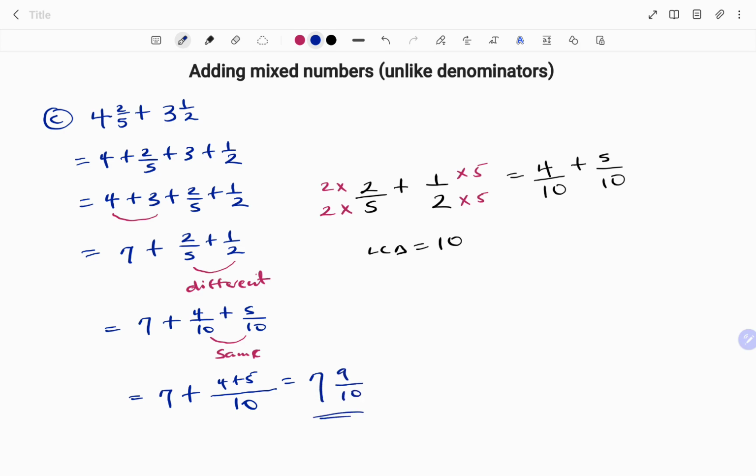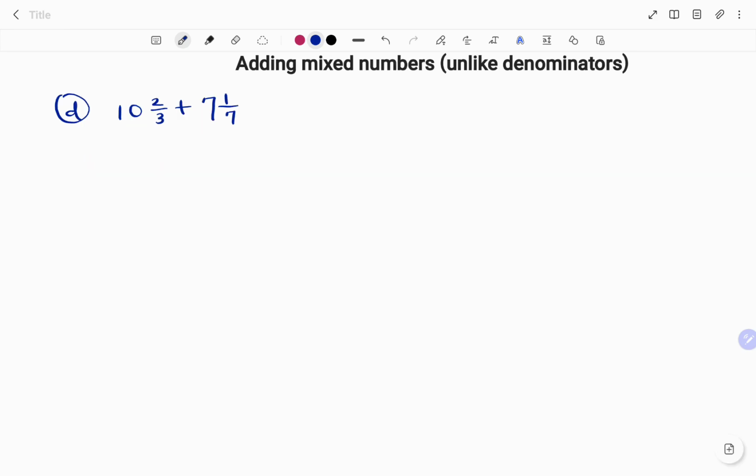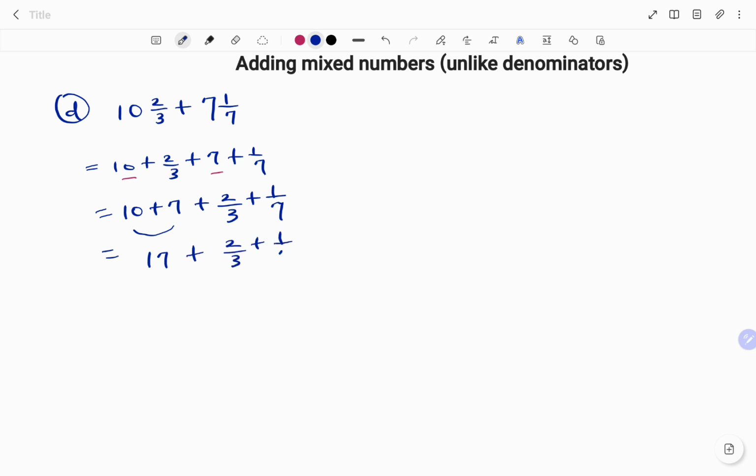Let's look at the last example. In this example, I have 10 2 over 3 plus 7 1 over 7. If I split them up, I have 10 plus 2 over 3 plus 7 plus 1 over 7. My whole numbers are 10 and 7, and my fractions are 2 over 3 plus 1 over 7. If I group them, I'm going to have 10 plus 7, my whole numbers. Then I group my fractions. I'm doing this because I'm adding. 10 plus 7 will give me 17.